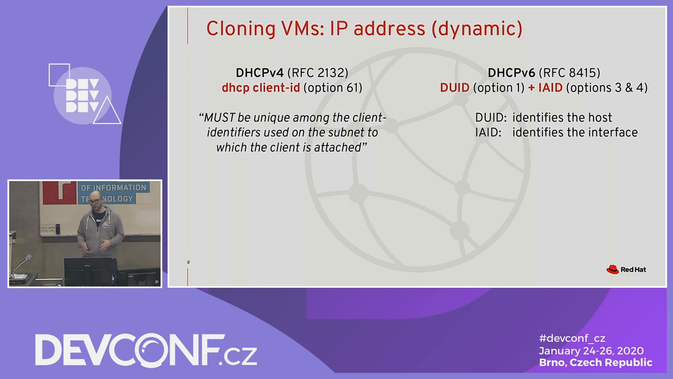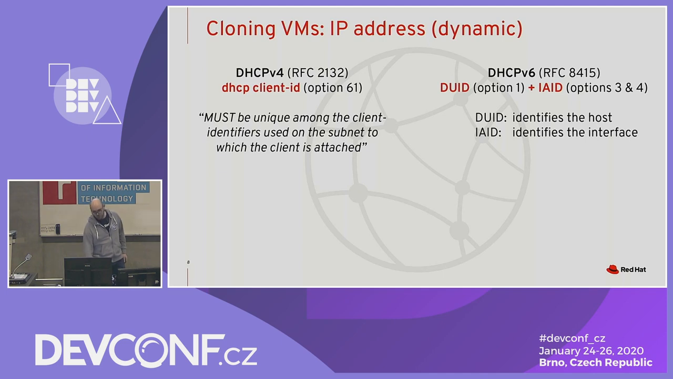Regarding DHCPv6, it's a little bit different in the sense that the binding of the address assigned by the DHCP server will be to a couple of options. One is the DHCP unique ID option that will identify the host, which is basically a UUID that should be unique on the network. And then the identity association identifier option, which will identify a specific interface on that host.